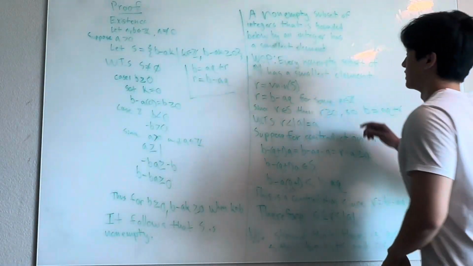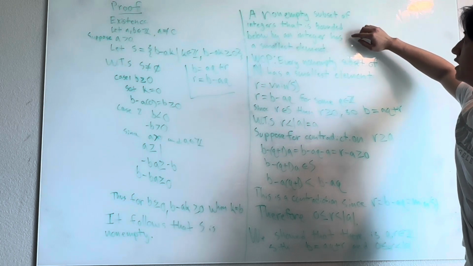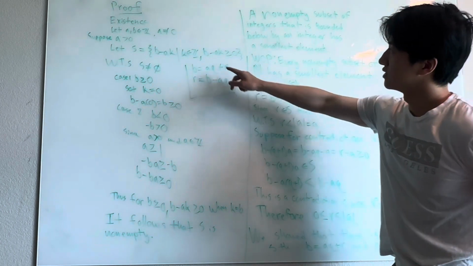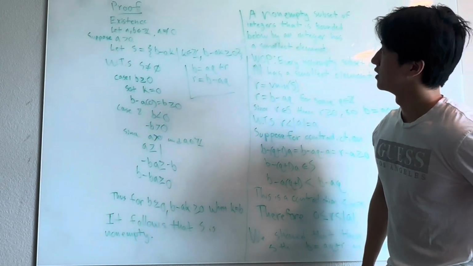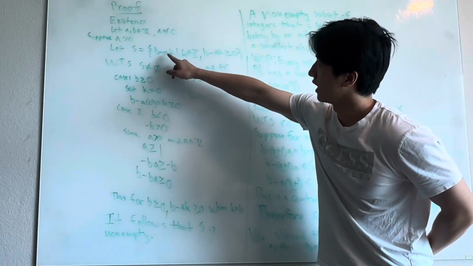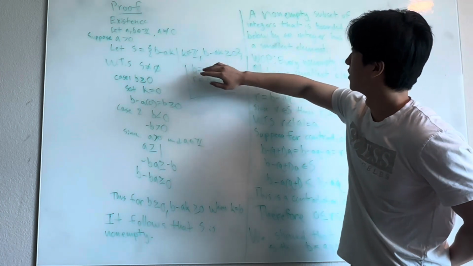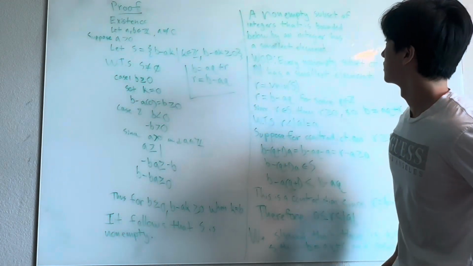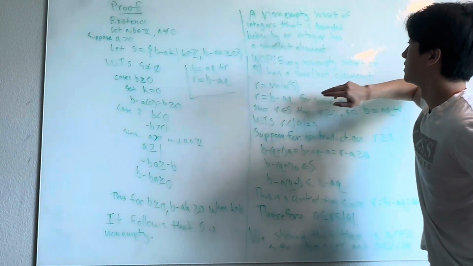And now we use this statement: a non-empty subset of integers that is bounded below by an integer has a smallest element. So we show that S is non-empty, and we also know that S is a subset of integers because b, a, and k are integers, so this would be an integer. So then we know that S has a smallest element.